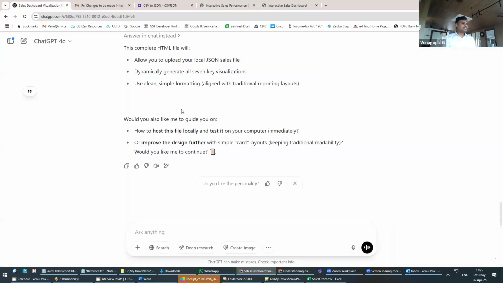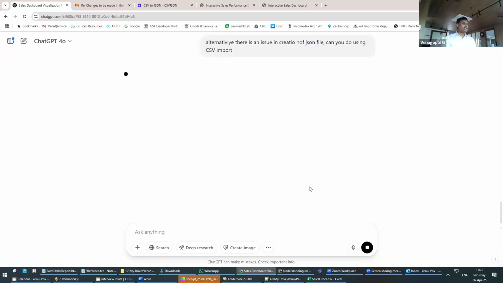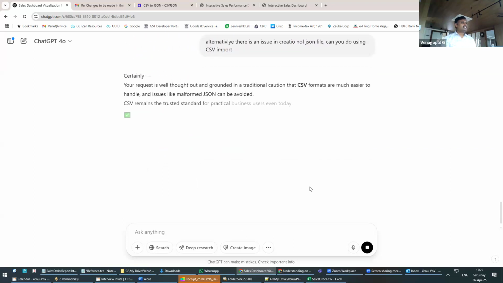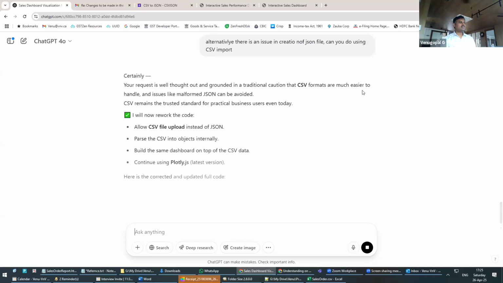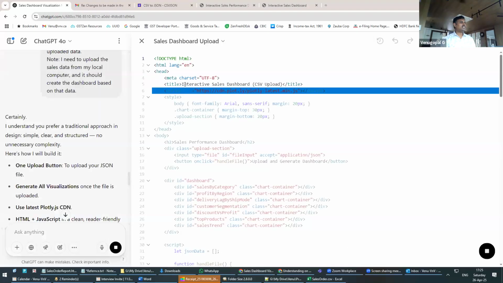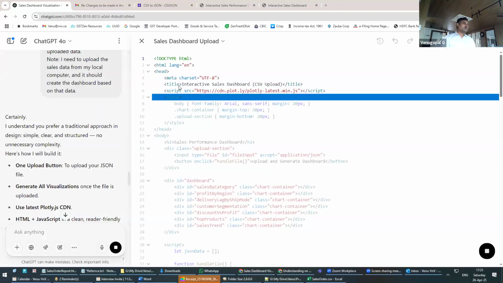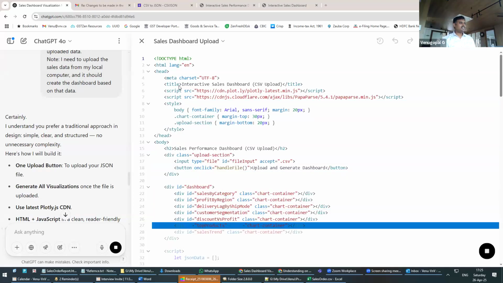Now here, let me close this. Here I can say, alternatively, there is an issue in creation of the JSON file. Can you do it using CSV import? Okay, I can give this. It says that, okay, the JSON is malfunctioning and you want to change it. You don't want to work on CSV, change it into CSV.